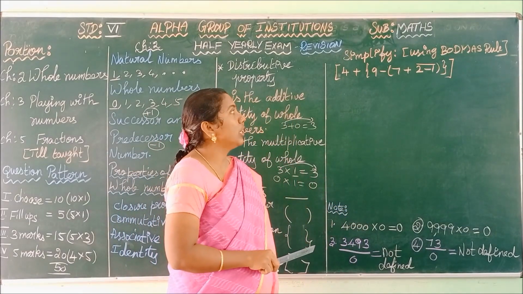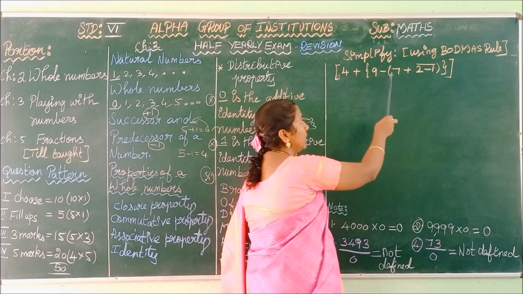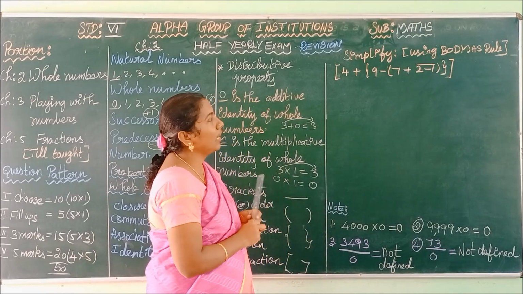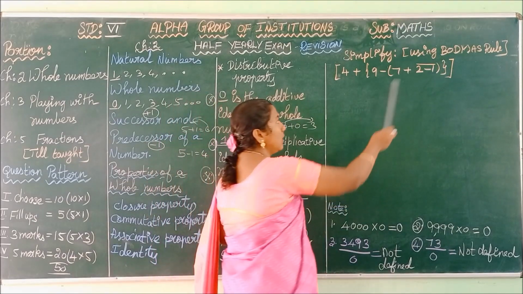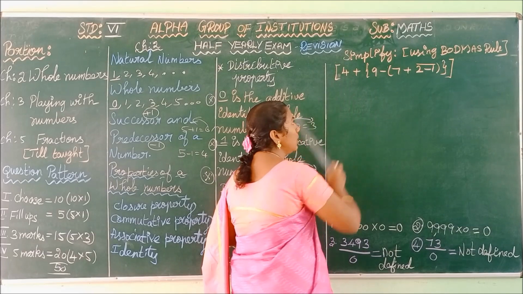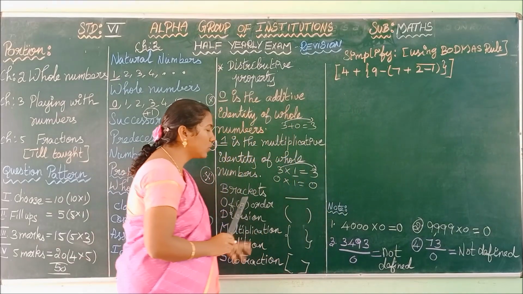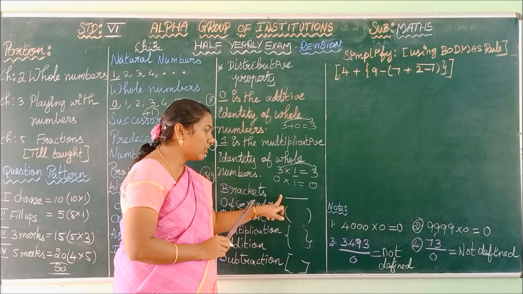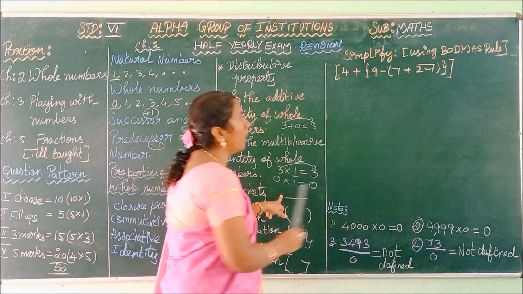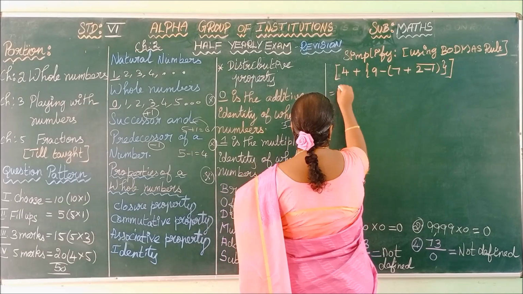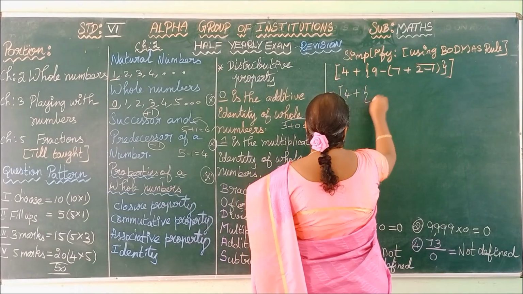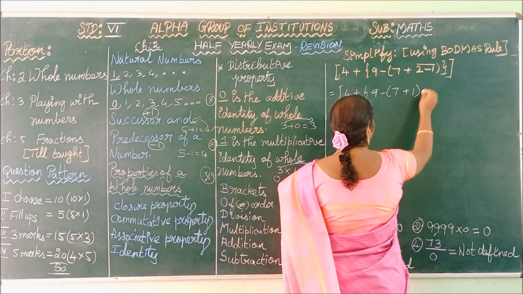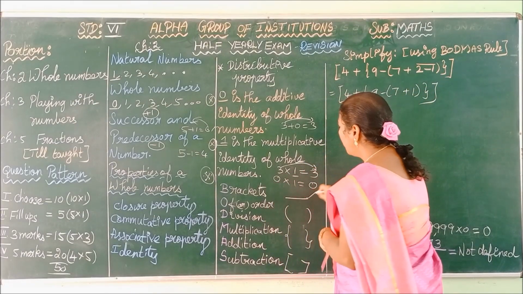Okay. See the question, children. 4 plus 9 minus 7 plus 2 minus 1. See here, children, here we have the 4 types of brackets: vinculum, simple, curly and square bracket. So as per the BODMAS rule, first we have to evaluate the brackets. Among the brackets, first we have to evaluate the vinculum bracket. So under the vinculum, we have the numbers 2 minus 1. So what is the answer for 2 minus 1? 2 minus 1 is 1. Thus we have evaluated the vinculum bracket.